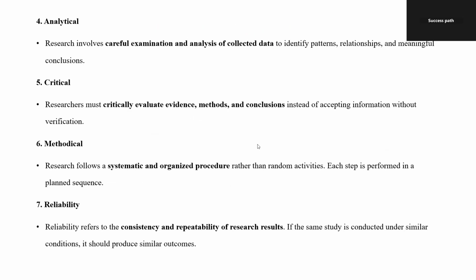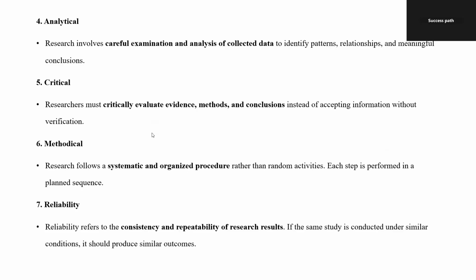Next one, analytical research. Research involves careful examination and analysis of collected data to identify patterns, relationships, and meaningful conclusions. So analytical means, for example, a company collects customer satisfaction ratings from 1,000 users. The researchers analyze the responses using statistical methods to determine which product features influence customer satisfaction the most. So here the data is carefully analyzed before conclusions are drawn. That's all.